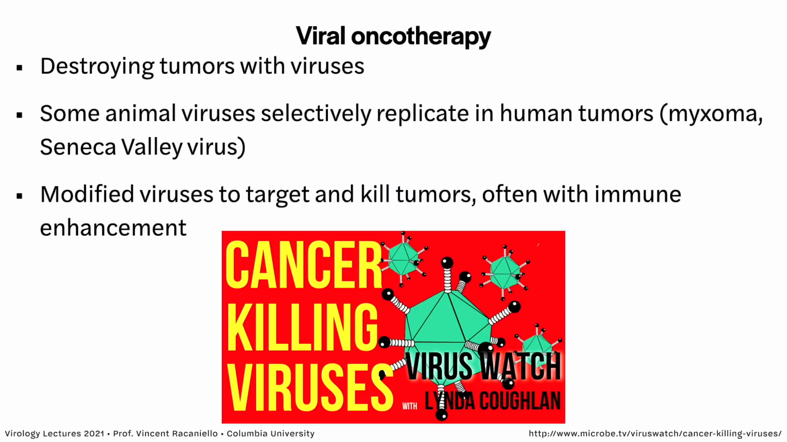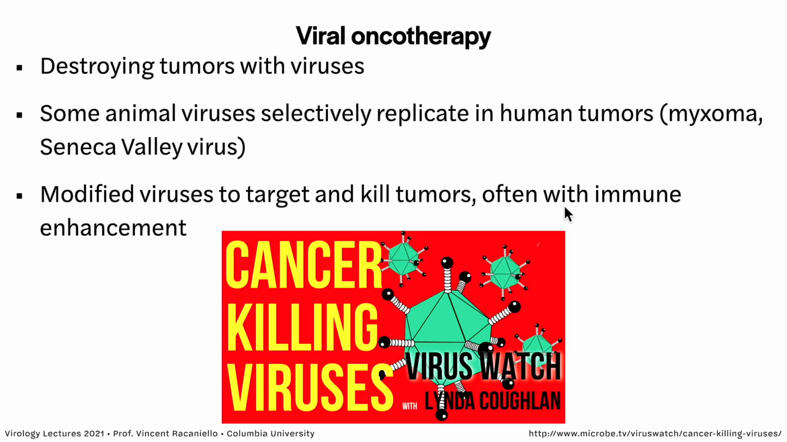Let's talk about treating cancers with viruses, viral oncotherapy. And in general, there are 2 approaches. One, some viruses will selectively replicate in human tumors. And these are non-human animal viruses like Myxoma virus, the one that was used in Australia to kill the rabbits, right? It's being used for tumor treatment. And Seneca Valley virus, a picornavirus, probably of cows, that turns out to selectively replicate in some tumors. Or you can modify viruses, human viruses, to target and kill tumors.